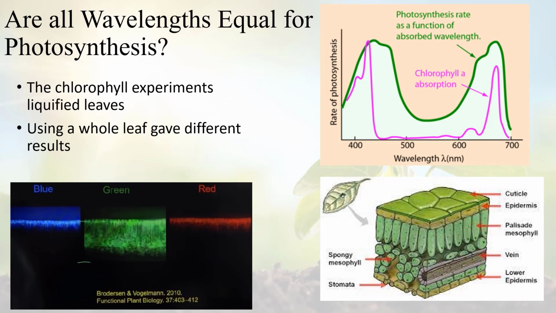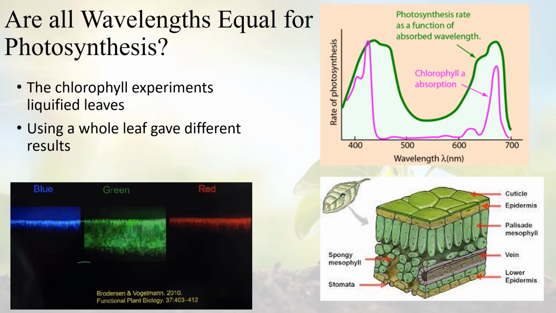And if you look at this graph up here where we see chlorophyll absorption, and then we see photosynthesis rate as a function of absorbed wavelength, you do see that photosynthesis is occurring at these green and yellow wavelengths, right? Maybe not as high as at red and blue over here, but it is occurring, right? So what was happening here with this whole leaf? Well, one of the big reasons why we see this difference has to do with the ability of green light to transmit into deeper plant tissues.